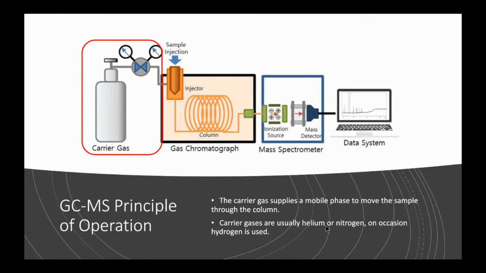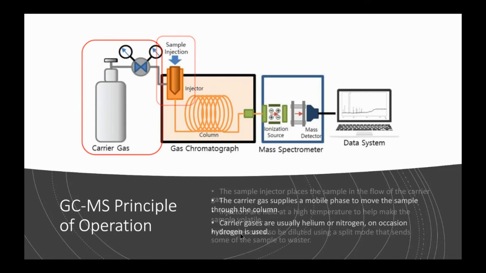The carrier gases that we usually use are inert gases, meaning that they are not reactive. If you put them with other compounds or chemicals, they don't cause a reaction with those chemicals. So we're talking about things like helium and nitrogen. On occasion, they'll use hydrogen. Sometimes hydrogen is a little bit cheaper, but in our particular case, we don't want to use hydrogen because hydrogen is flammable.